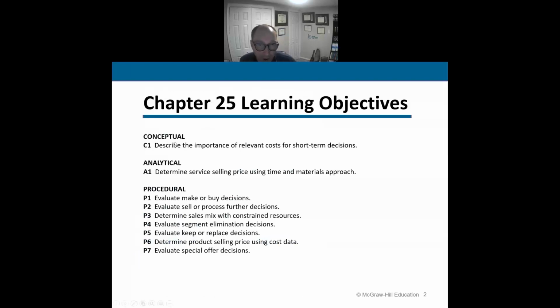So we're going to talk about a couple of really key important items as it relates to cost and making decisions. Also, a very important thing, setting the sales price. How do we set sales price? What are the decisions behind setting sales price? And what kind of cost information goes into that?